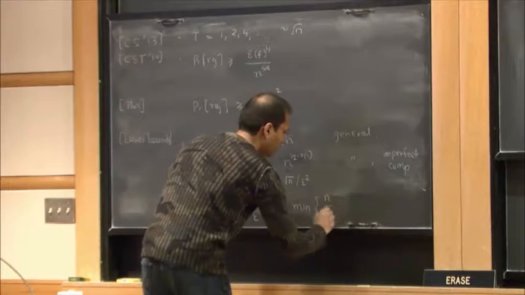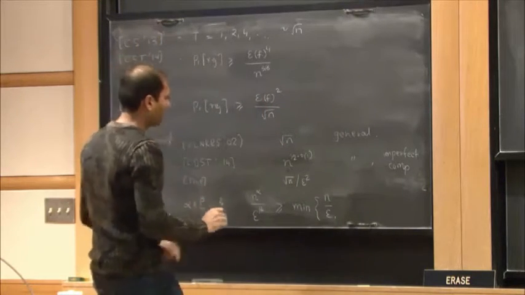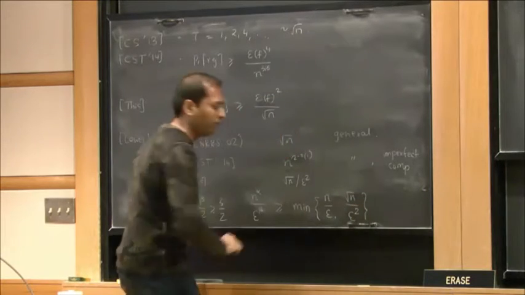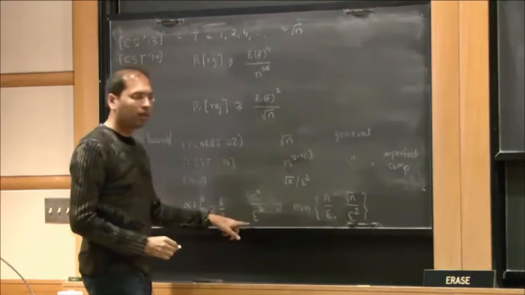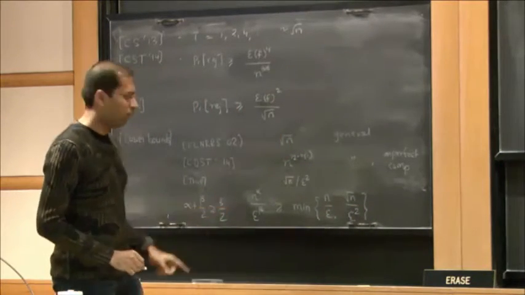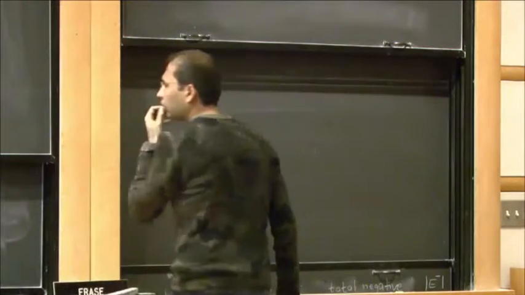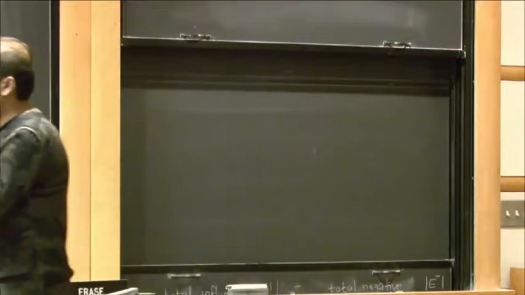You might as well consider either n over epsilon, which is the Goldreich et al., or root n over epsilon squared, which is what we have. And then one of the two will always be better than this. It's a simple, some sort of interpolation. So those are the lower bounds. So whatever we have is basically optimal.